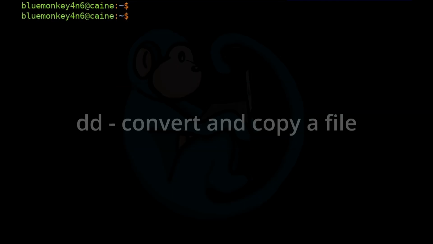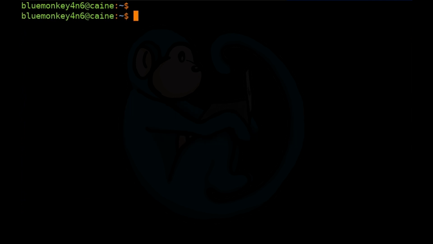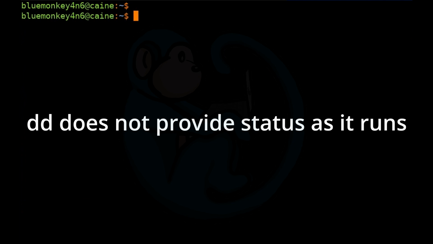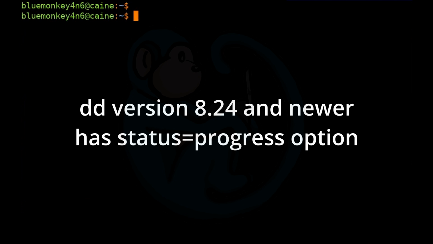The dd command is the granddaddy of imaging commands and is pretty much on every Linux system. Its improved relatives, dc3dd and dcfldd, may not be on the system that you're on. One of the features that dd lacked was the status feedback. If you're running a newer version of dd, which is version 8.24 and newer, that has support for the status bar, you can use the status=progress option.